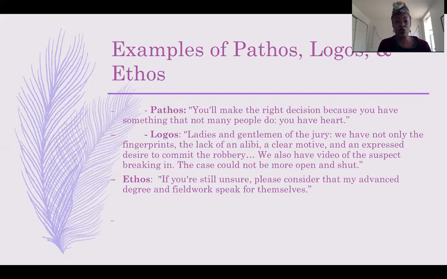All right, so I'm just going to give you all some examples of pathos, logos, and ethos. So pathos, an example might be, you'll make the right decision because you have something that many people do. You have a heart, right? So that could be for a donation. So it's like, this is a donation for a worthy cause. And because you have such a great heart and you have compassion for others, you're going to make the right decision. So you might be like, oh man, yeah, I really have empathy for this person or the situation or whatever they're going through. I'm going to make a donation because this person has really hit me emotionally.